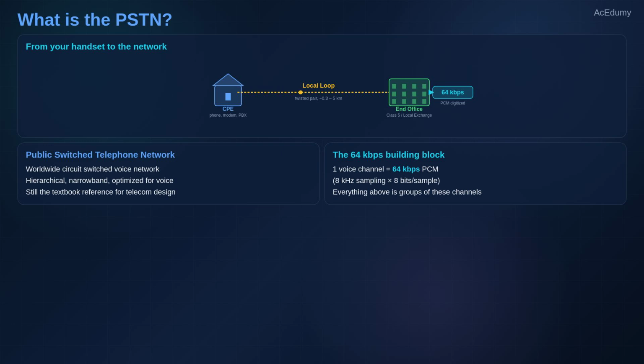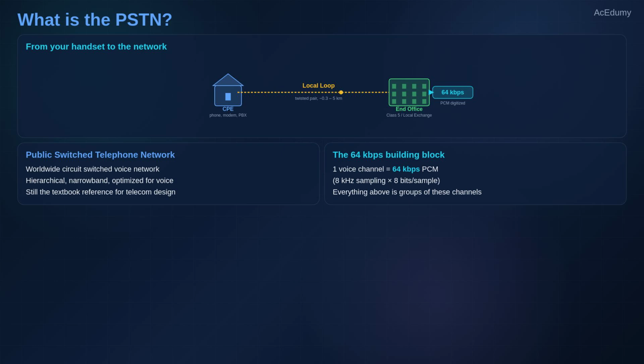CPE is the gear sitting at the user side of the network: the telephone handset, the answering machine, the analog modem, the PBX in an office. From the CPE, a single twisted pair, called the local loop, runs all the way to the nearest end office of the telephone company. This local loop is typically a few hundred meters to a few kilometers long.